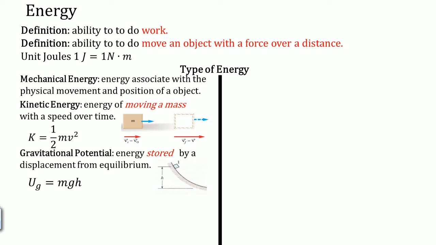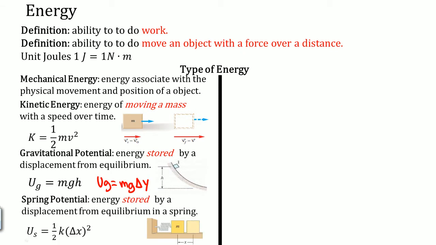Next are your two potential energies. The first one is the gravitational potential. This is defined as the energy that is stored by displacing the object away from equilibrium. Here, the displacement is in the vertical direction, so it is mgh. M stands for the mass, g stands for gravity, and h is the displacement away from equilibrium in the height direction, in the y direction. So sometimes you might see this as Ug equals mg delta y. That is also it, because height is basically the change in the y direction.